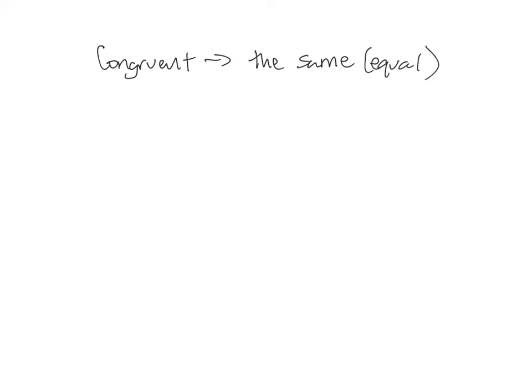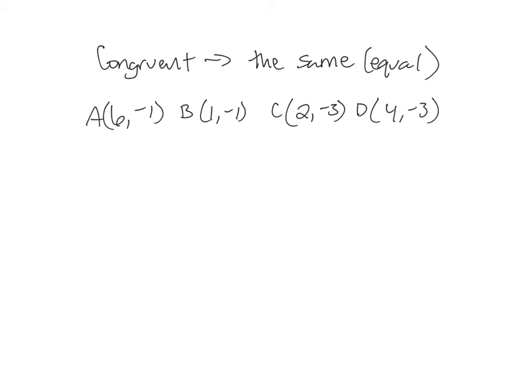Alright, so if I had the problem: A is 6, -1, let's call that point A, and B is 1, negative 1, and then C was 2, negative 3, and D is 4, negative 3. And so what the directions will say, plot the points on a coordinate plane. And I'm just going to use this as an example, but I'll show you what you can do.